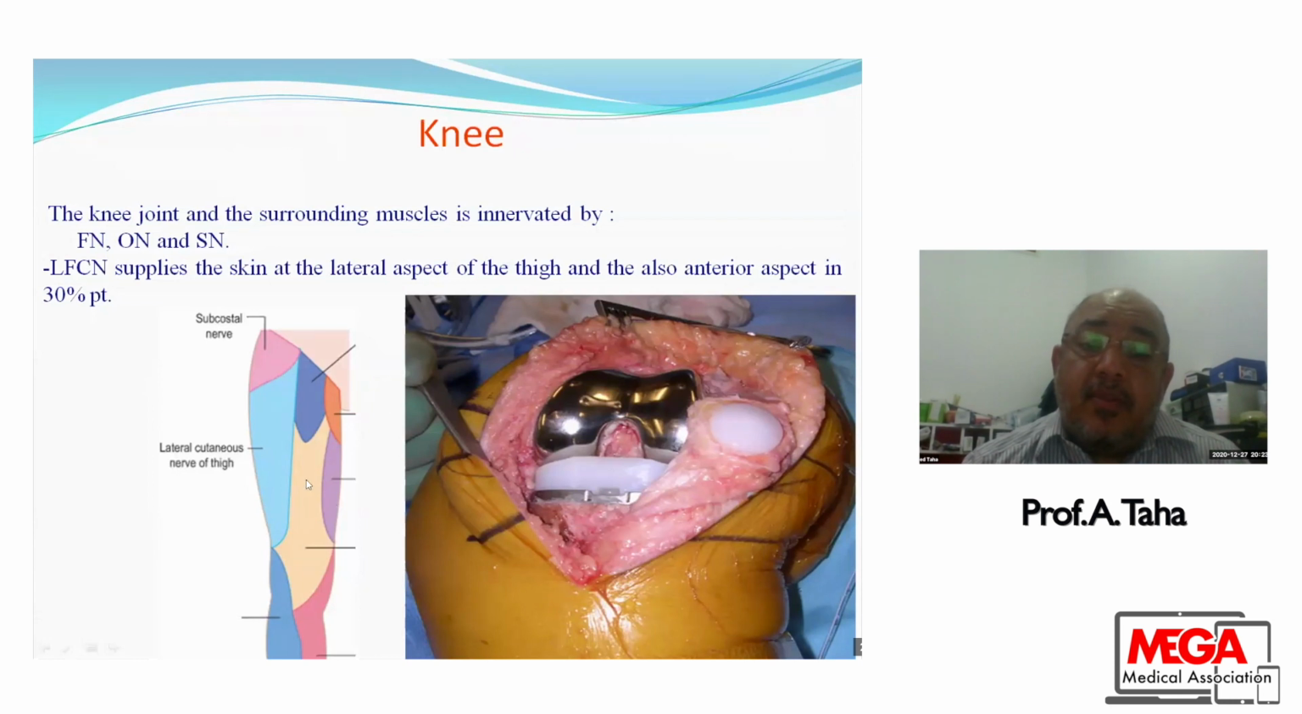Although in total knee the incision is midline, I always block the lateral femoral cutaneous nerve because it doesn't take time and it doesn't take much local anesthetic, and in 30% of patients, it supplies the anterior aspect of the knee as well. So I block it routinely.